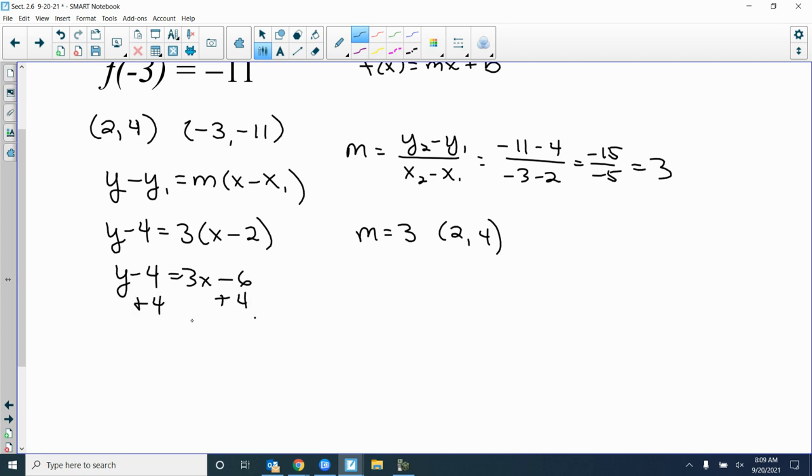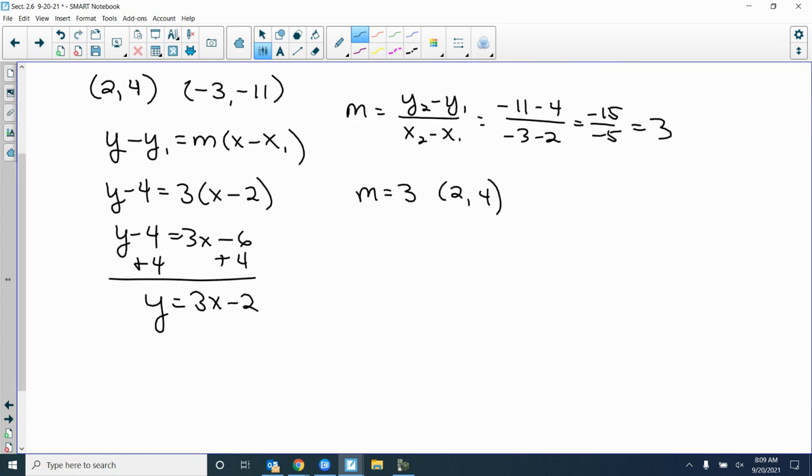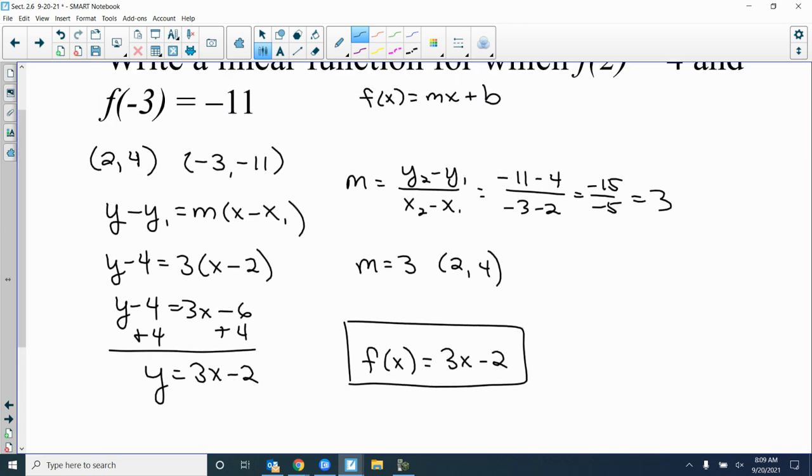Add 4. I get y equals 3x minus 2. The only thing it did say, it wants a linear function. So technically, instead of y, how do I need to label it? Take the y out, put f of x in there. So that's all we need to do. So in the end, since it's a linear function, f of x equals 3x minus 2 for that. Okay, so no different than we did before. They just give you like f of 2 or f of negative 3.